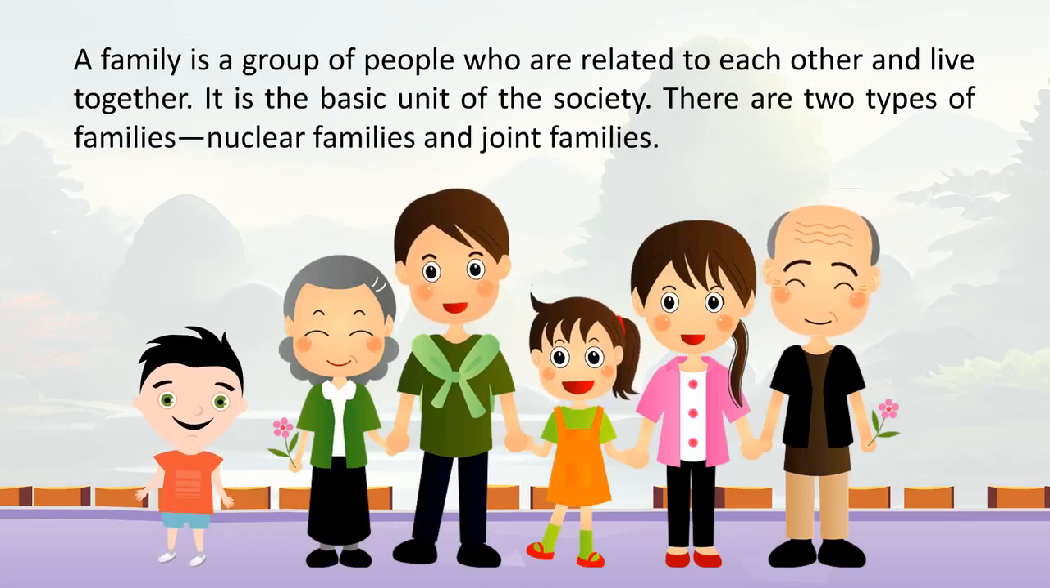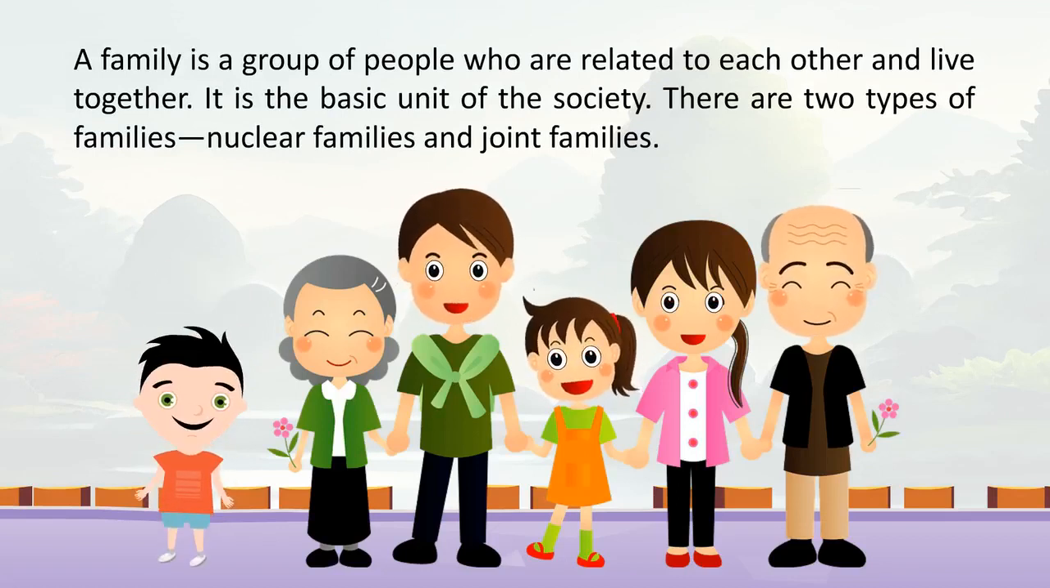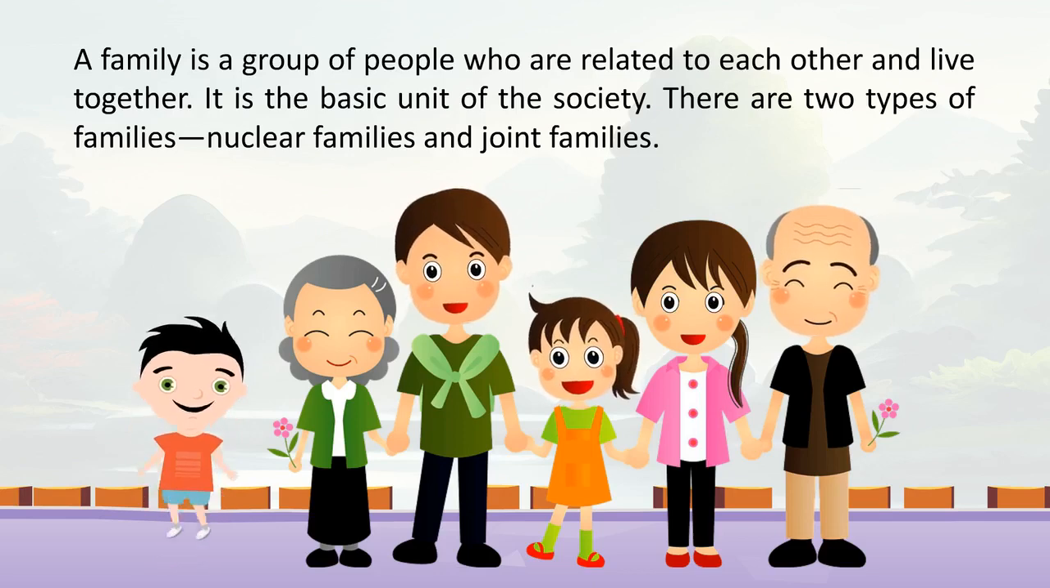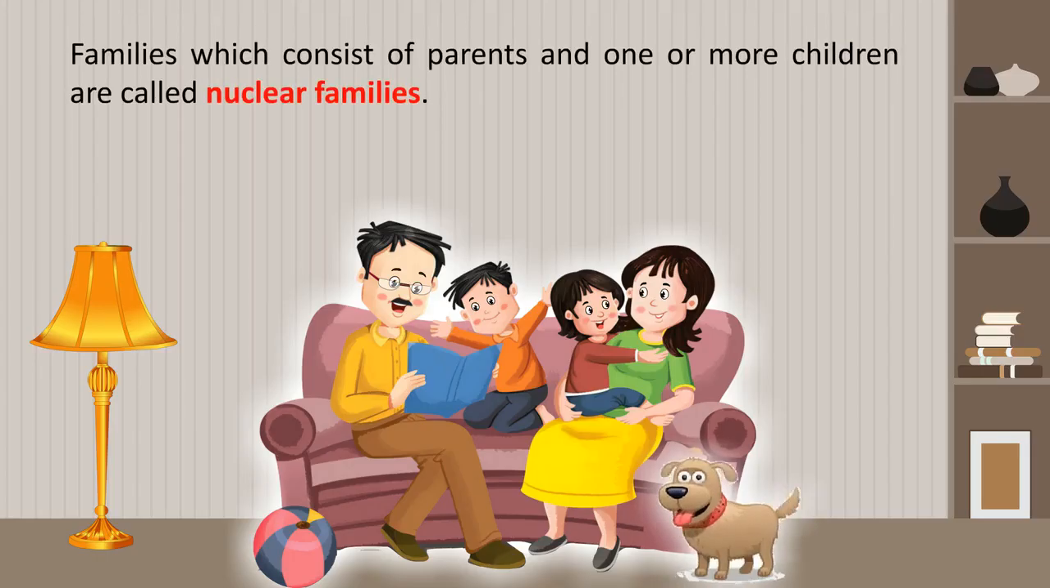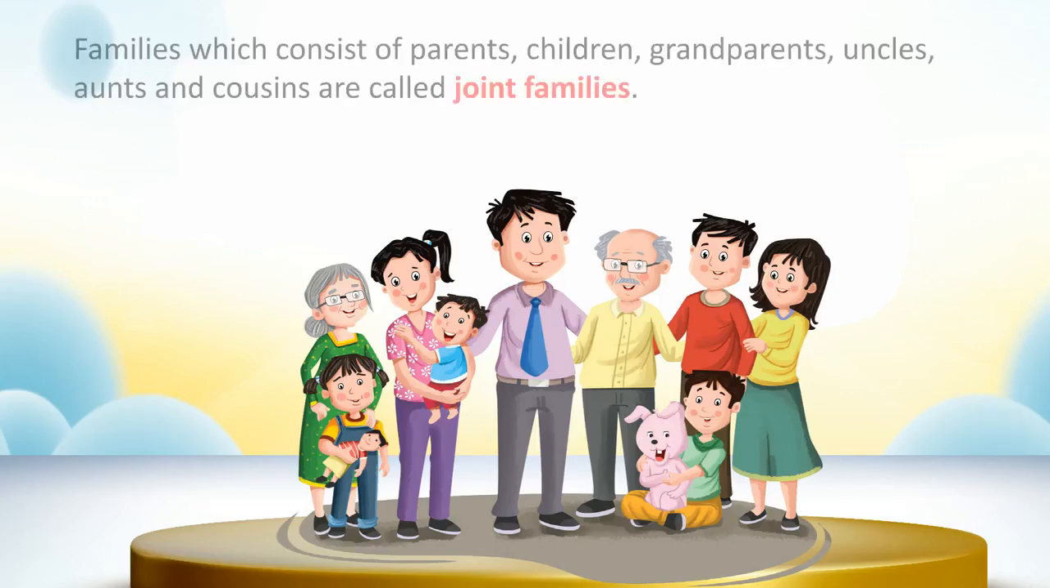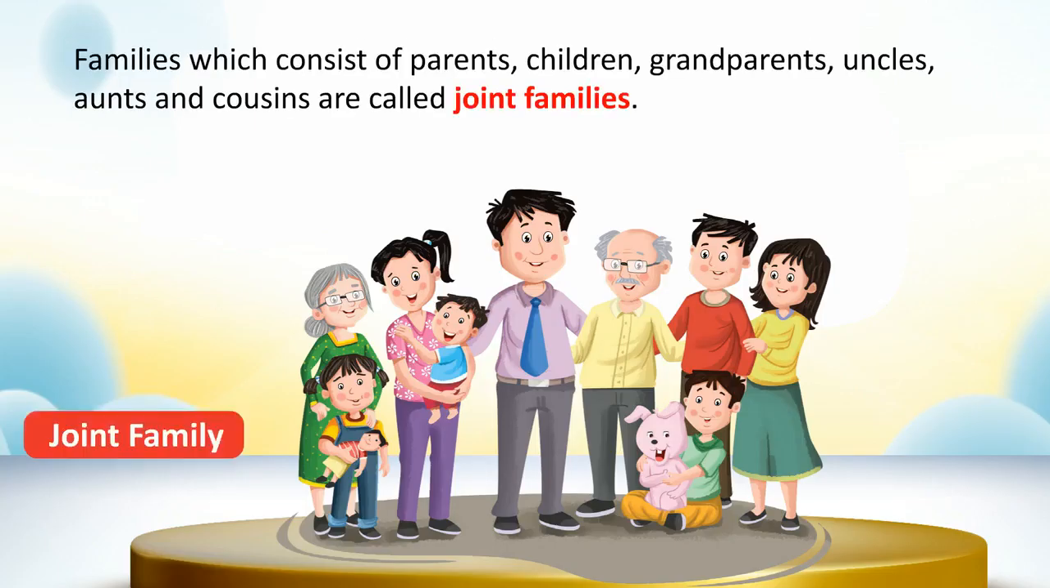A family is a group of people who are related to each other and live together. It is the basic unit of the society. There are two types of families, nuclear families and joint families. Families which consist of parents and one or more children are called nuclear families. Families which consist of parents, children, grandparents, uncles, aunts and cousins are called joint families.